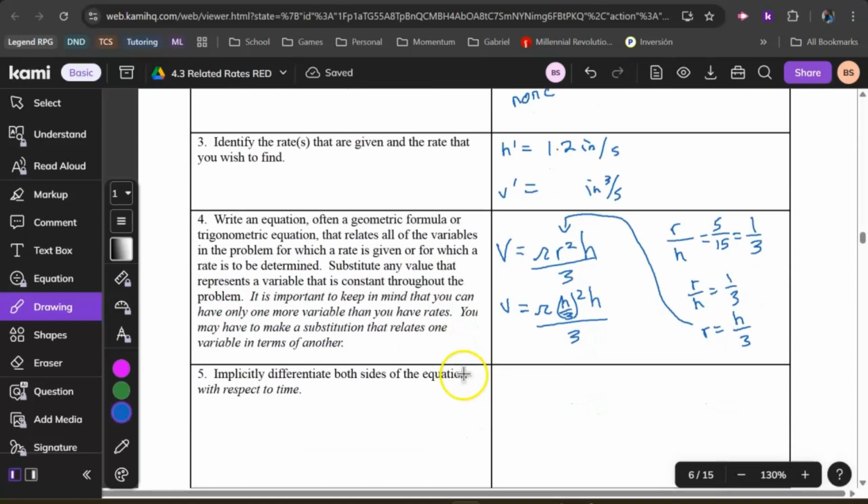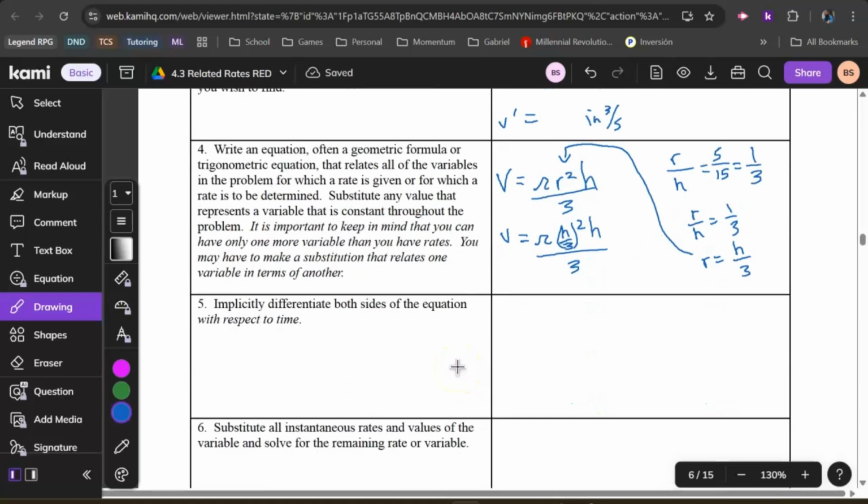Okay? Now, from there, let's see how good you guys are here. My volume is literally just going to be pi. H squared times h is h cubed. And then 3 squared is 9, over 3 is the same as times another third. So it's going to be that this whole thing is just over 27. Now I see that that's really hard to read. So let's rewrite that before we go ahead and implicitly differentiate. So there it is. Now we're going to implicitly differentiate.